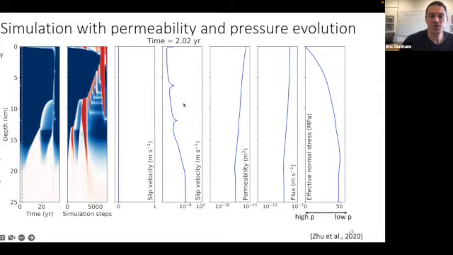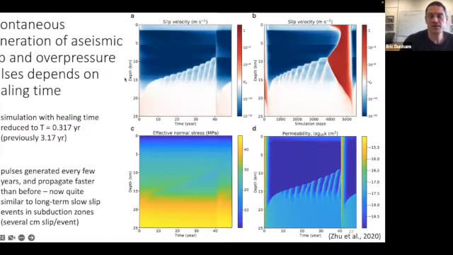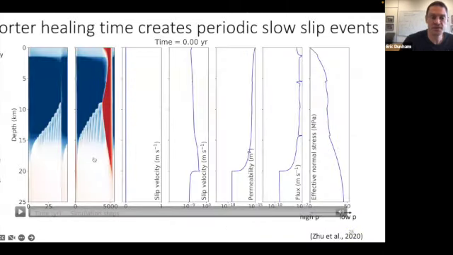I'll show one. This is another model where we reduce that healing and sealing time scale to make it shorter, and we get, in this case, periodic slow slip events at depth. Each of them gradually pushes up the locking depth by a little bit. This one I think is best shown in a movie.